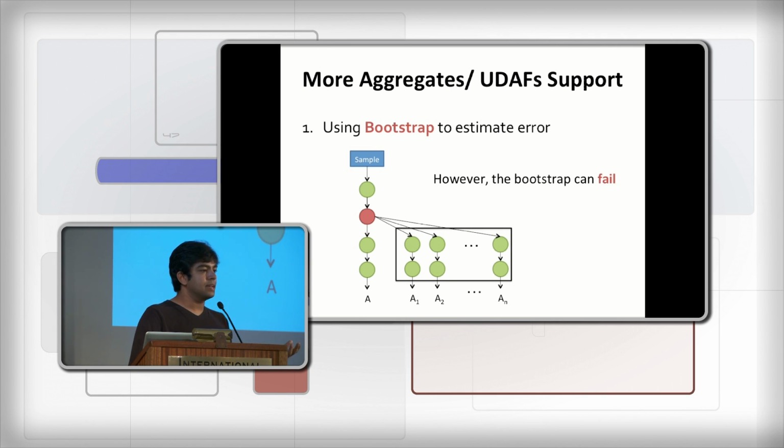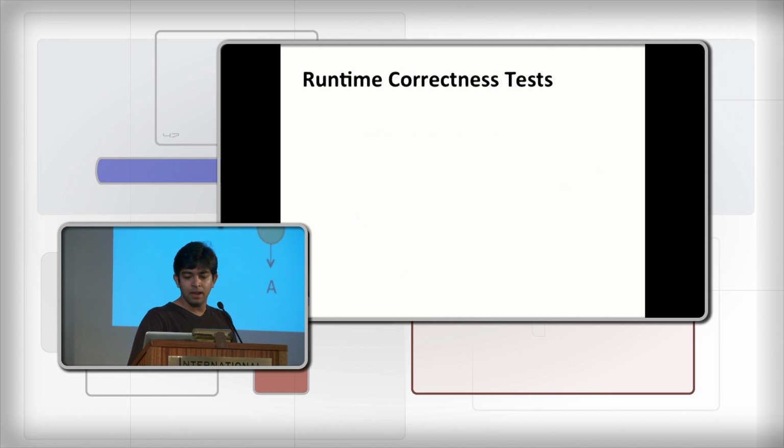However, there's a caveat, as I mentioned earlier: Bootstrap can fail. Bootstrap does not make any kind of assumptions about what these queries are, and it is totally possible that Bootstrap can return a wrong error. To this end, we have been working on runtime correctness tests, which essentially tell you whether the corresponding error that has been returned by BlinkDB is sound or not.